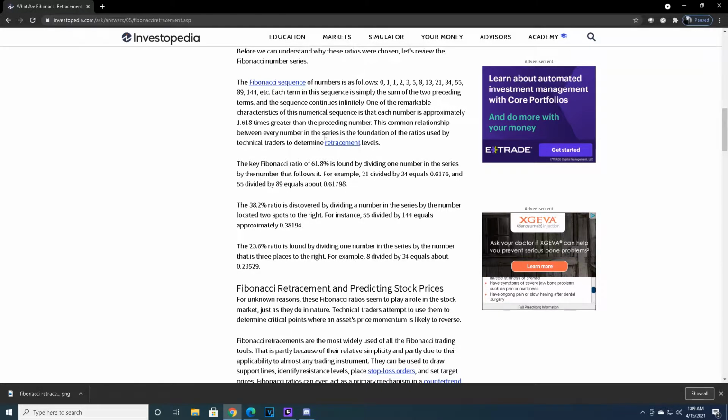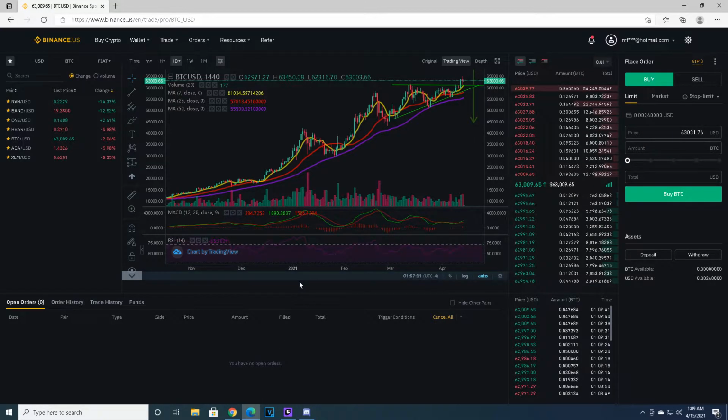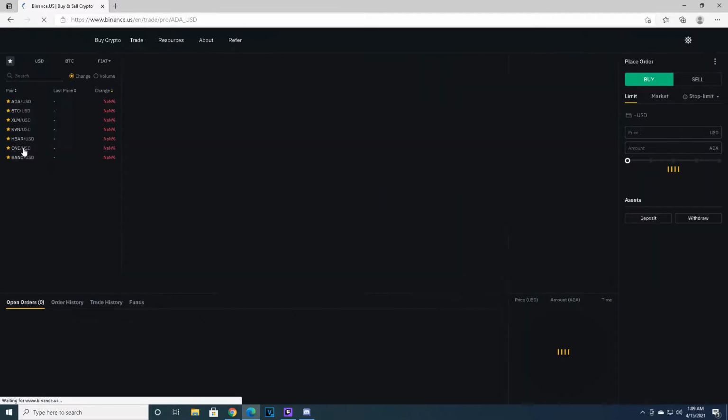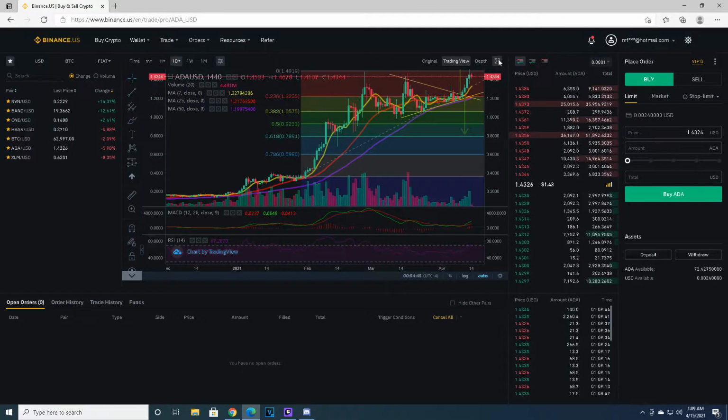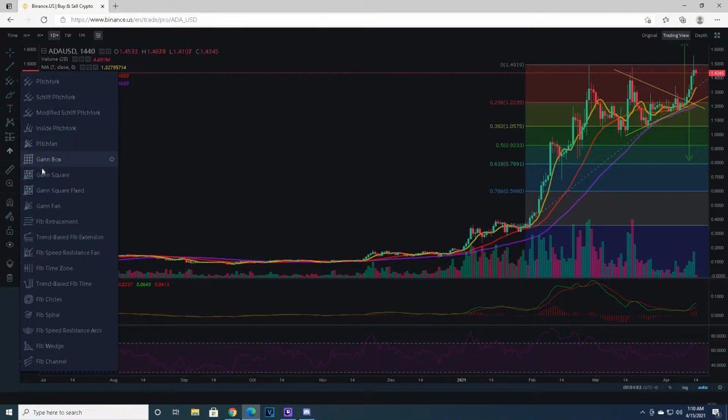So how can we use the Fibonacci retracements? First off, I've got a couple of them already pre-drawn. So yeah, let's just pick one out. Let's go ADA. So get big TradingView here. The pitchfork looking thing here will open up all of these options, and the Fibonacci retracement tool is right here.